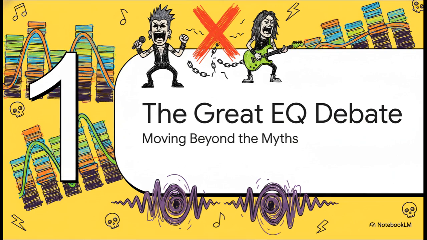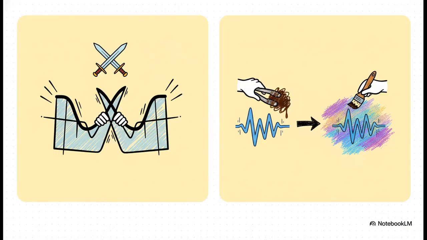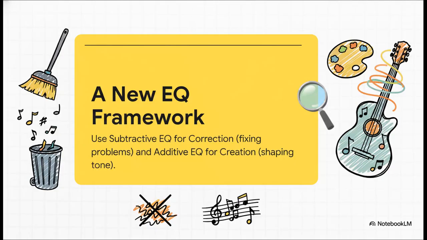The very first thing you need to do to get a handle on EQ is to completely forget this idea that it's some kind of competition. See, the myth is that it's additive versus subtractive. But the reality is, it's about correction versus creation. It's not about the tool, it's about the job. Are you fixing something or are you building something? That's the real question.